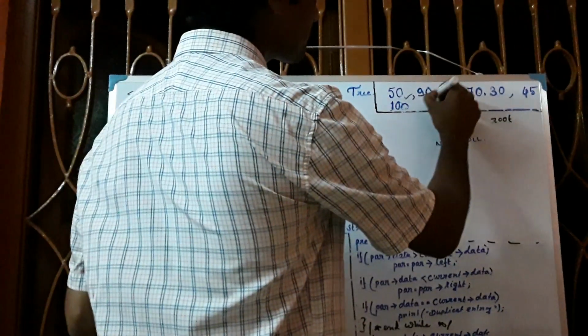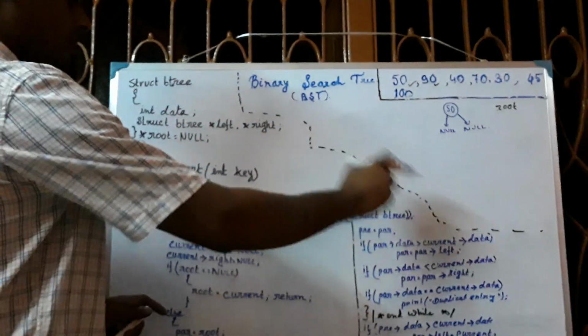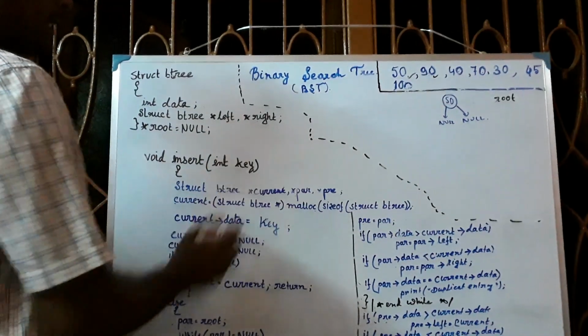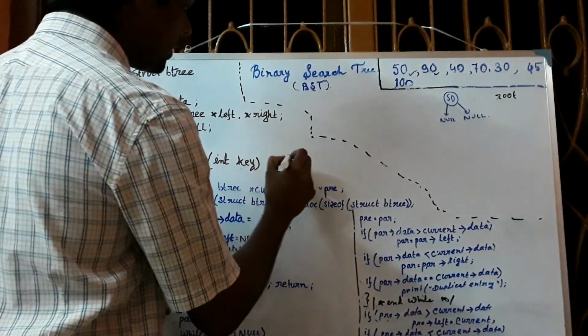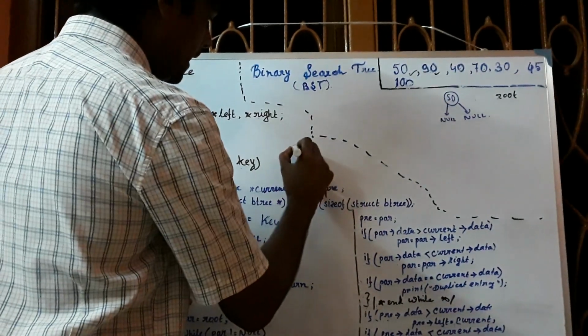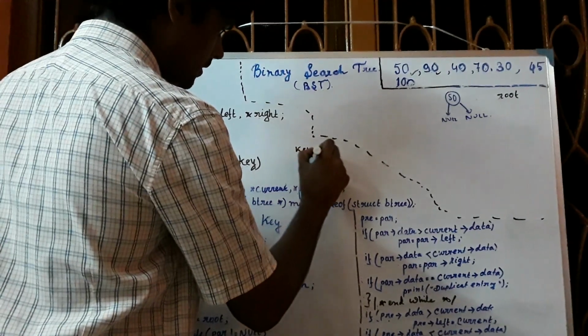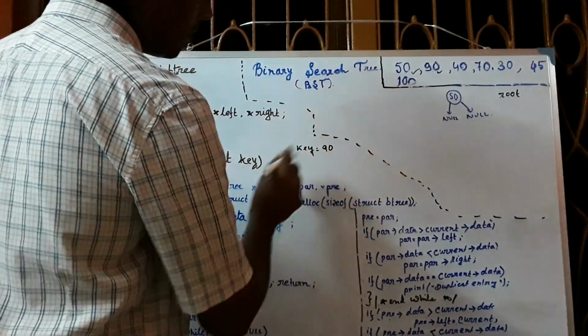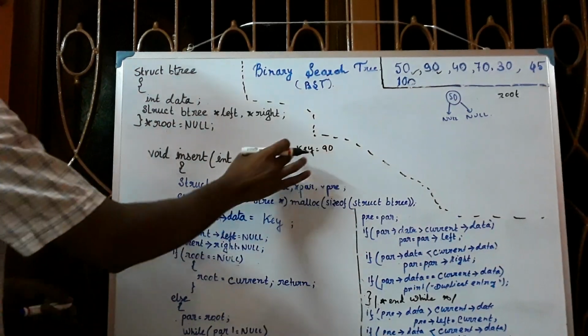This is 90. Again we call the function, and the next number given is 90. So I can say now key is 90. I am just roughly writing what the value of each variable will be.